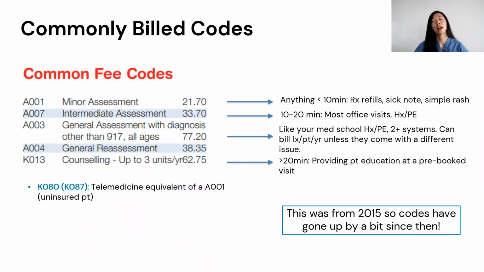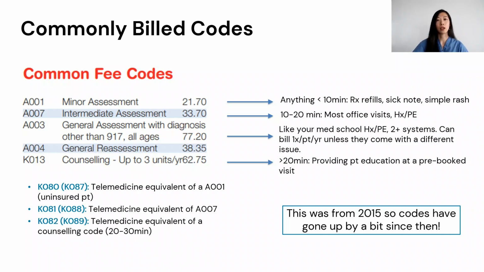And then right now with the pandemic, there are a lot of telemedicine codes as well. So the first one is the telemedicine equivalent of an A001. The next is the equivalent of an A007. And the last is the equivalent of a counseling code. And I put in brackets the 87, 88, and 89 for patients who don't have OHIP, and you are able to provide them telemedicine care. So you would bill these codes as well.